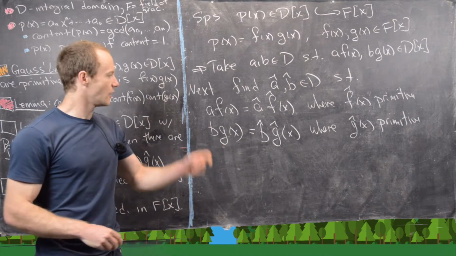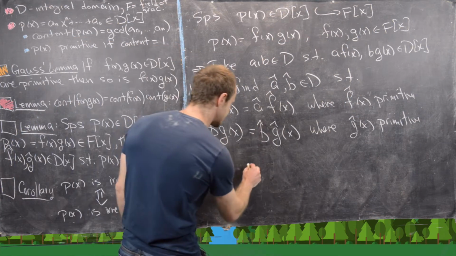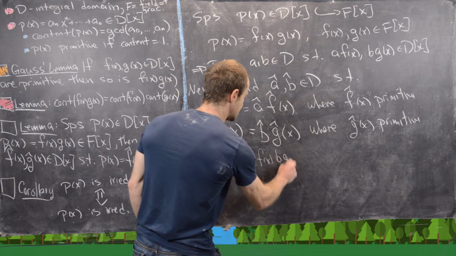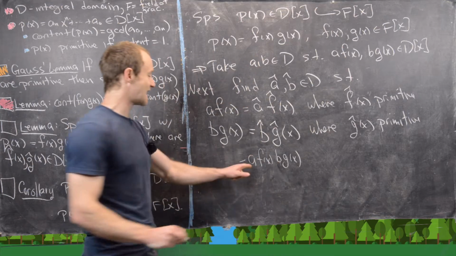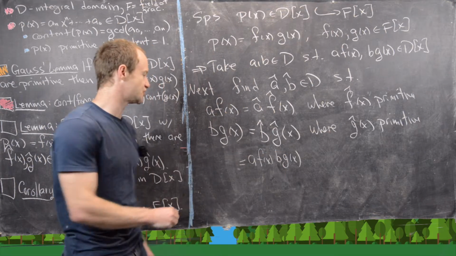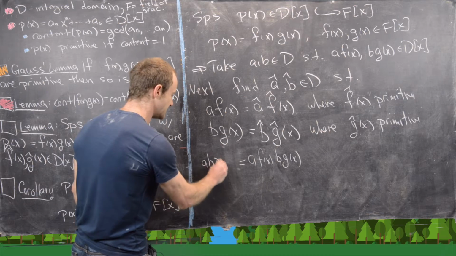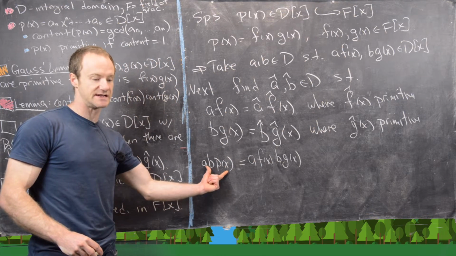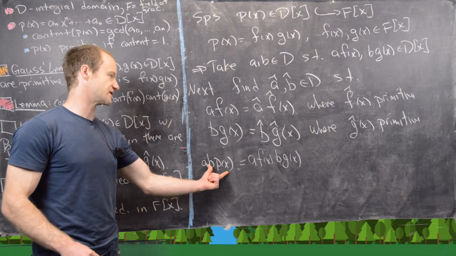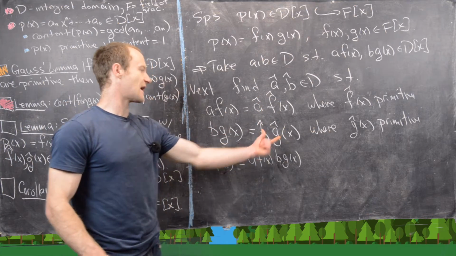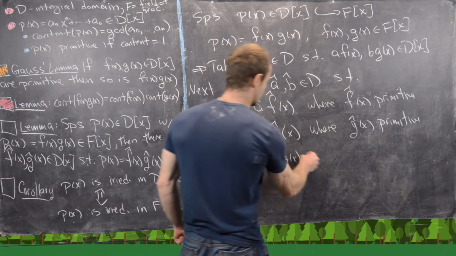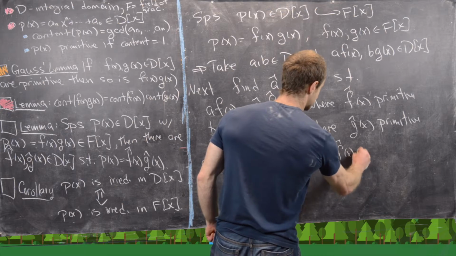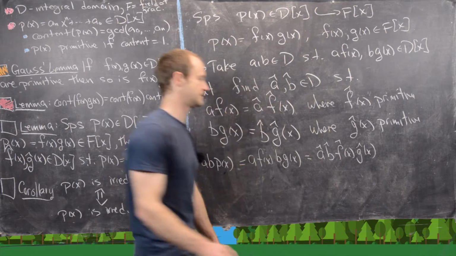Great. Okay, so now the next thing that we want to notice is we can take this a times f of x times b times g of x. Notice that's a times b times f times g, but that's equal to a times b times p of x. All of this is happening within D adjoin x, so that's interesting to know. But if we multiply down the right side of this equal sign, we get a hat, b hat, f hat of x times g hat of x.